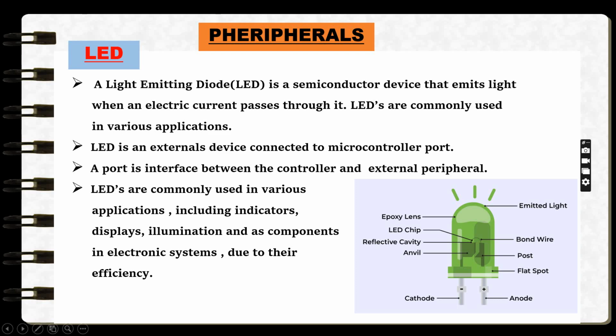The first one is the LED. A light emitting diode is a semiconductor device that emits light when an electric current passes through it. LEDs are commonly used in various applications including indicators, displays and illumination, and as components in electronic systems.